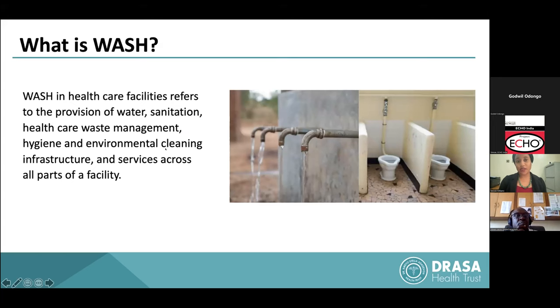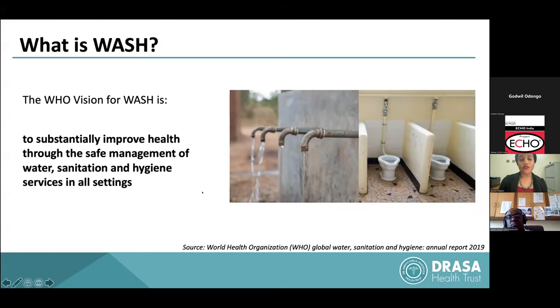So WASH, let's define it. If we're talking about healthcare, because we know WASH can exist in communities and other places, but in healthcare, WASH is talking about providing water, sanitation, waste management, hygiene, cleaning, infrastructure. The key word in this definition is the infrastructure and services. So it's the physical things, it's the tap, it's the pipe, it's the toilet, it's the sink, it's the septic tank, it's the soak away. It's the physical things that relate to the use of water, sanitation, and hygiene.